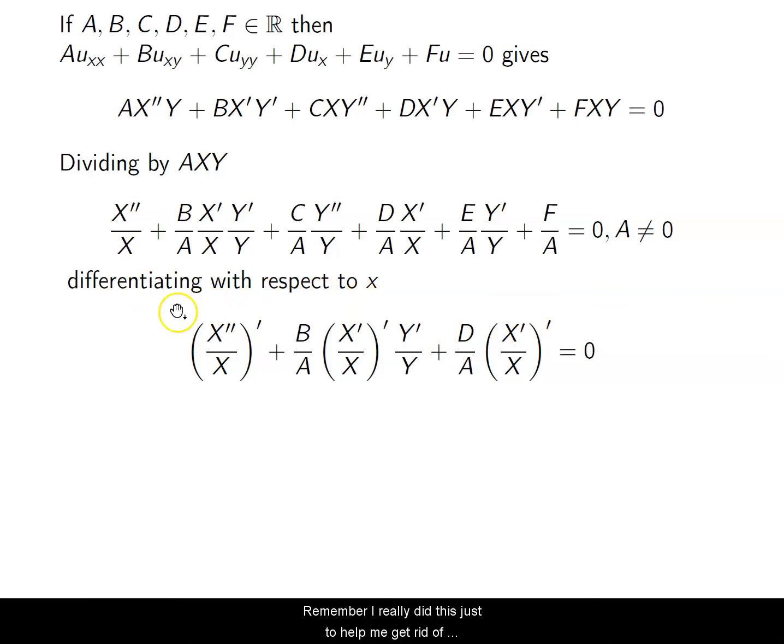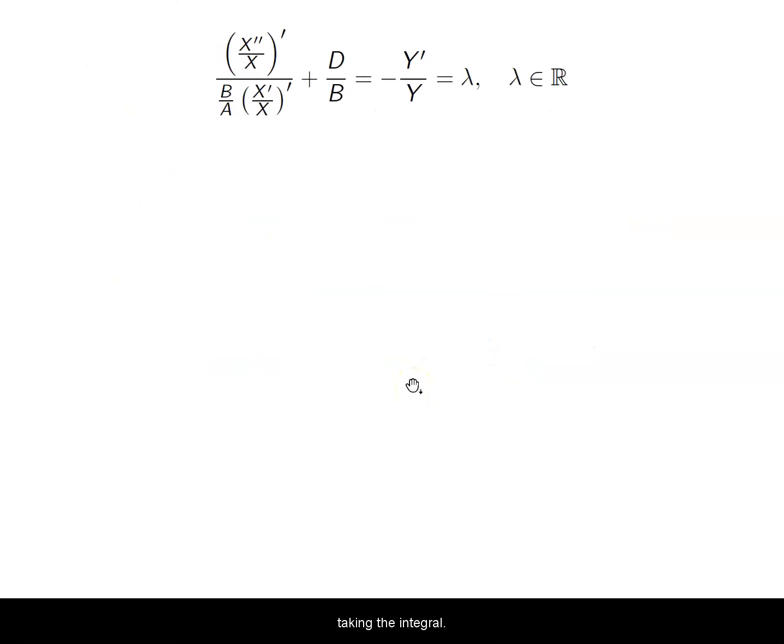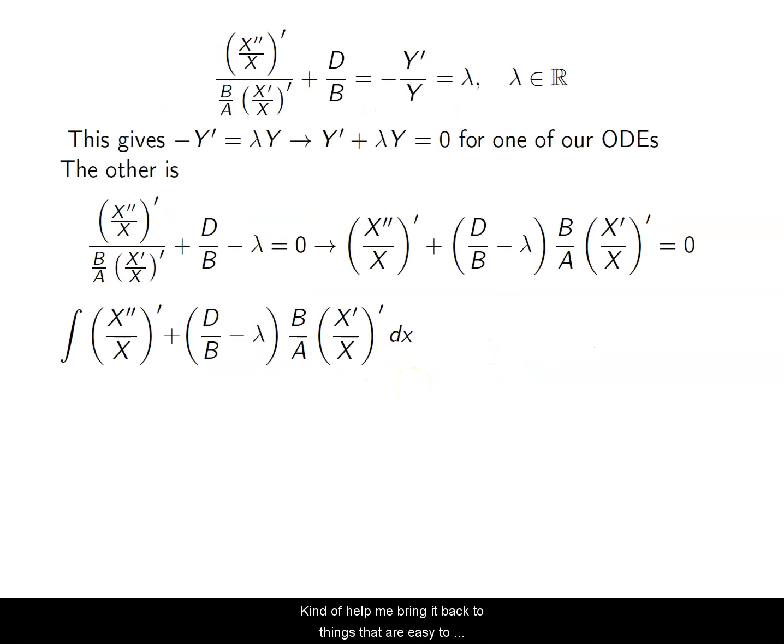Remember, I really did this just to help me get rid of some stuff so that I can separate my equations. Me taking the integral helps me bring it back to things that are easy to work with, especially since each term has a derivative present. Taking that integral just allows me to get to the functions that I want to actually get to without having to do the product rule and all this kind of stuff, right? Sorry, I meant quotient rule, right? Because these are quotient functions, these are rational functions, so not the product rule, quotient rule.